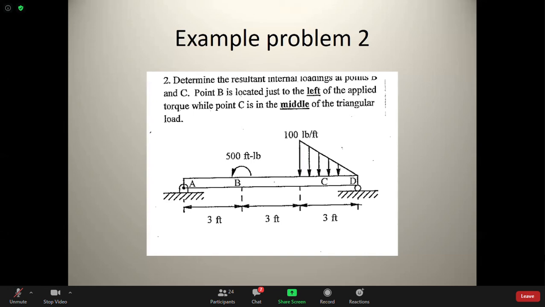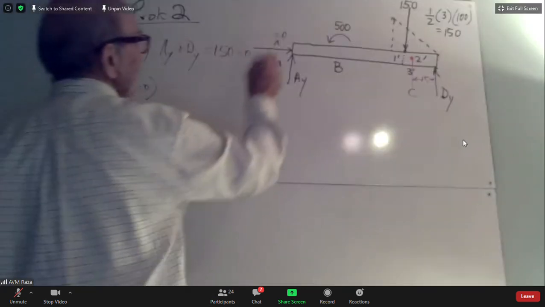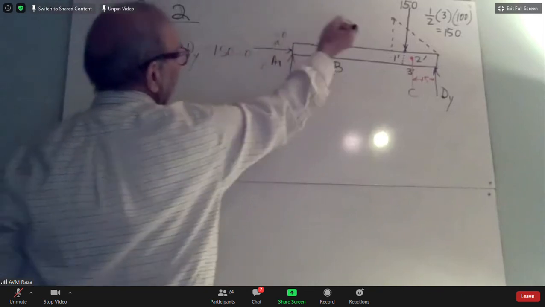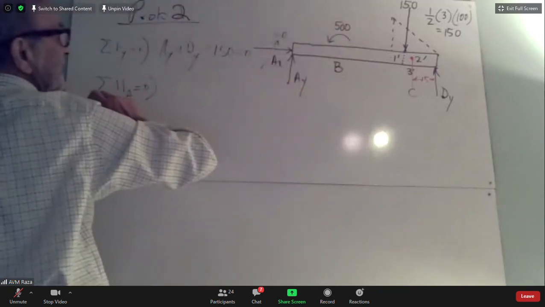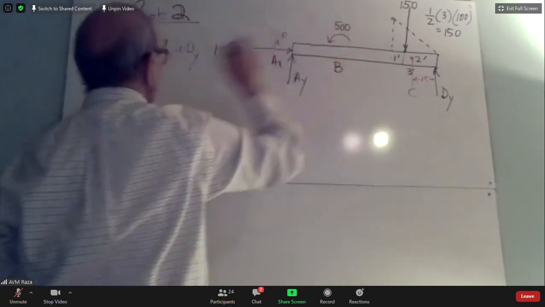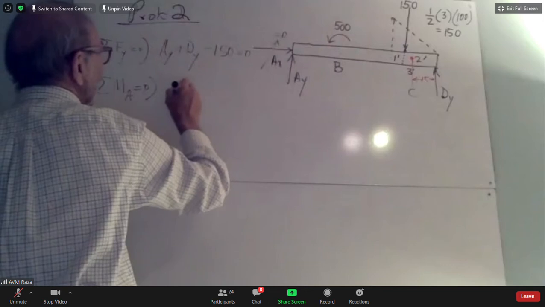Where do you want to take the moments? Let's say we take moments at A. In that case, the sum of moments at A equal to 0 gets you what? This AY will not contribute anything. The one moment we see there is 500. Is that positive or negative? That's a counterclockwise moment, so positive 500.